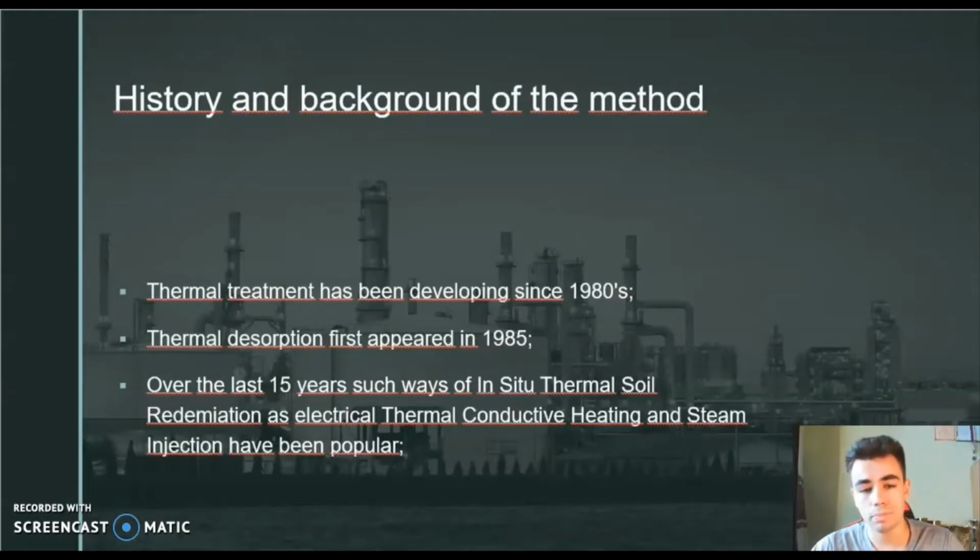And first, I am going to tell you a bit of history and background of the method. So thermal treatment first appeared and has been developing since the 1980s, and thermal desorption, in particular, first appeared in 1985. And over the last 15 years, more modern ways of in situ thermal soil remediation, such as electrical thermal conductive heating and steam injection, have been popular.